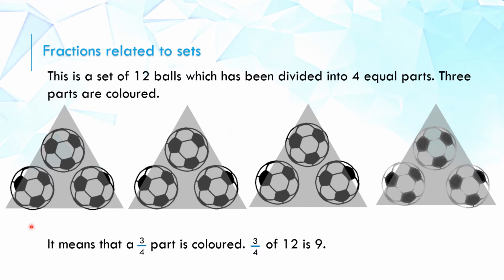So, here 12 balls are there and if we divide them into 4 equal parts, from that if we color 3 parts, that means 3/4 parts. So 3/4 of 12 we get 9. That is, 9 balls we got.